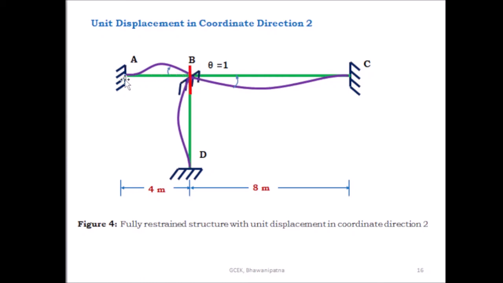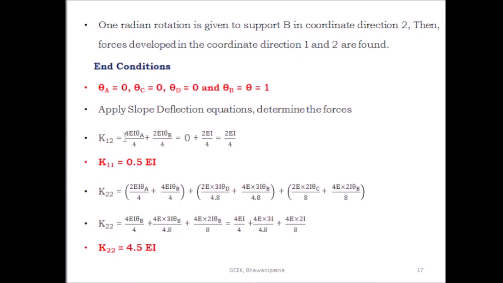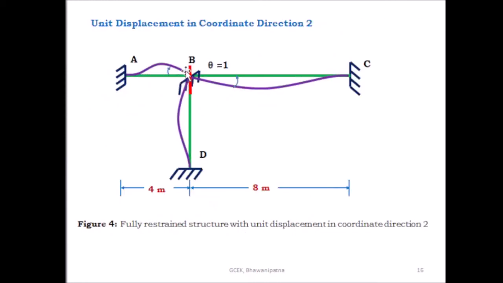That is, you have to find out K12 and K22. A 1 radian rotation is given to support B in coordinate direction 2, then the forces developed in coordinate directions 1 and 2 are found. So what are the end conditions here? Because you have given the displacement at coordinate 2, theta is equal to 1, that is theta B is equal to 1.